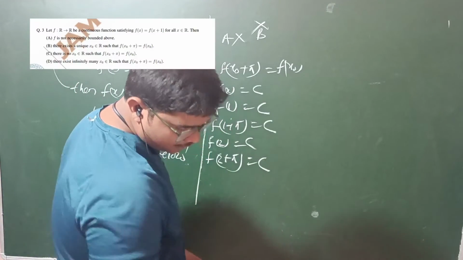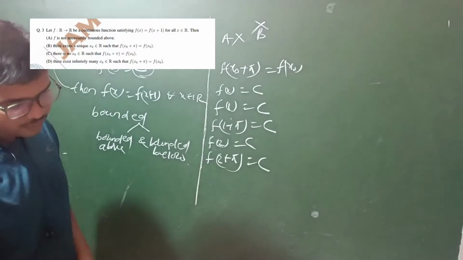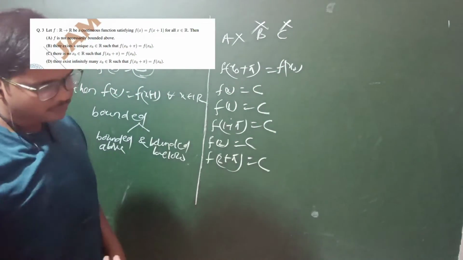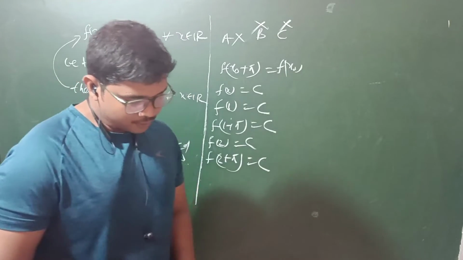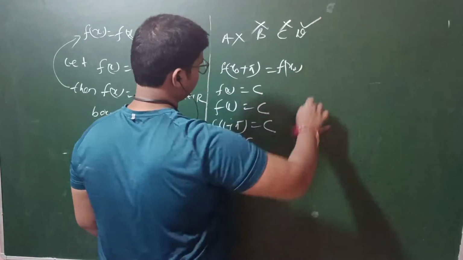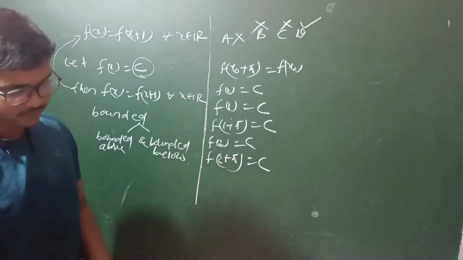Similarly, there is no such x naught belonging to R. Option C: from B, option C is also false. Now option D: there exist infinitely many x naught. Option D is right. There are infinitely many.